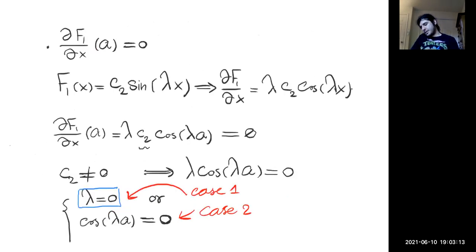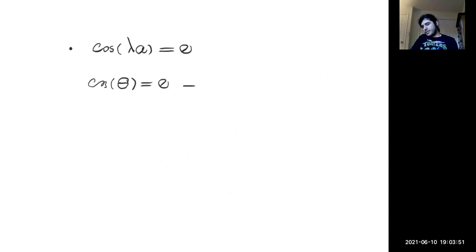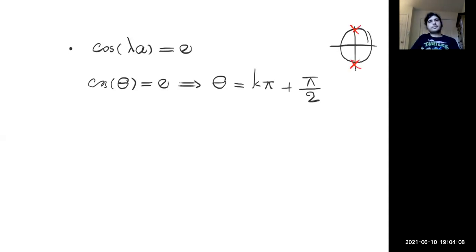Why? Because if lambda is not 0, case number 1 can't happen. We can only have case number 2: cosine of lambda a must be equal to 0. If it's possible to write w as f1 times f2, the only remaining case is cosine of lambda a is equal to 0. Now we know if cosine of some angle theta is equal to 0, then theta is equal to k times pi for some k plus pi over 2, right? Cosine is equal to 0 at these points.